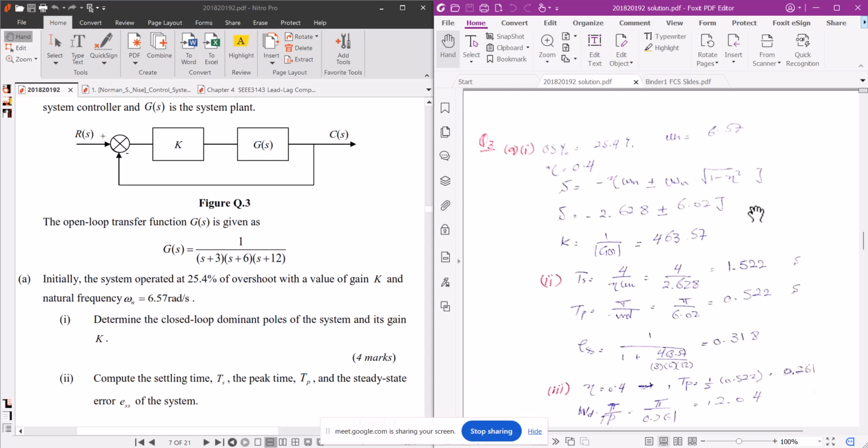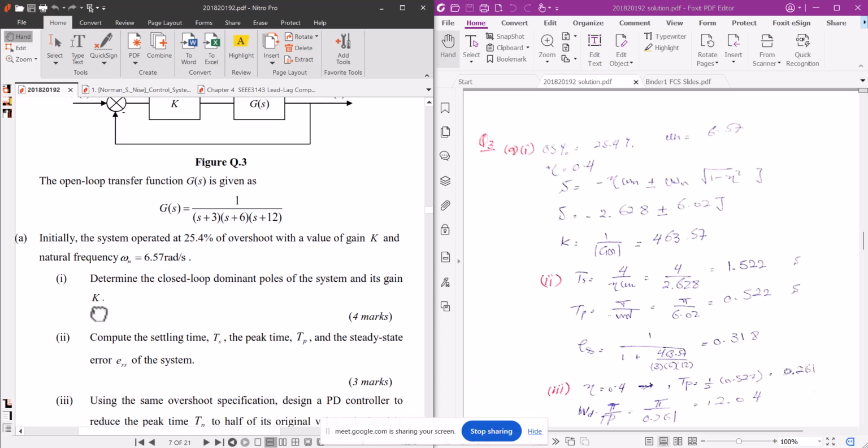And how will we get the gain? We will get the gain from the formula K is equal to 1 over the magnitude of G(s). So 1 over G(s) will be equal to the magnitude of (s plus 3)(s plus 6)(s plus 12), and put the point minus 2.628 plus 6.02 j here. Put this one by one and then calculate the mod. You can do this directly with a calculator. Modern calculators, like my FX570EX, will calculate it easily, and it comes out to be 463.57. So this is the gain with which the system is operating at these dominant poles. The root locus is passing through these.